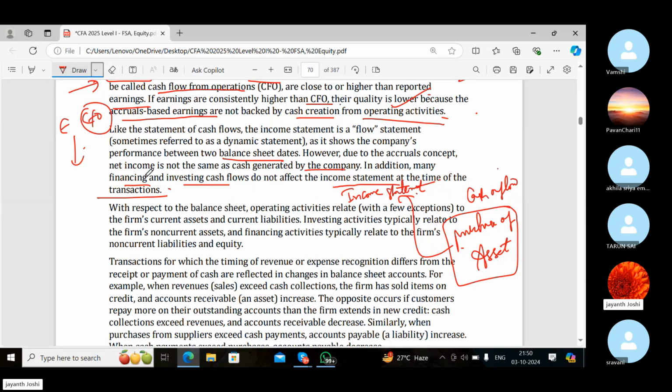Many of the activities like financing and investing cash flows, that means let's say you have raised some finance for your company, some funding in the form of equity and debt, those things will be reflected in the balance sheet, but never will they be shown in the income statement. That's not at all a part of the income statement.